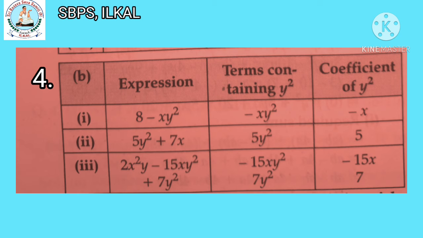Second expression, 5y square plus 7x. In this only one term is containing y square. It is 5y square. So the coefficient of y square is 5 here. And the third expression is 2x square y minus 15xy square plus 7y square. Here two terms have y square in them. Those are minus 15xy square and 7y square. So the coefficient of y square in the term minus 15xy square is minus 15x, and the coefficient of y square in 7y square is 7.